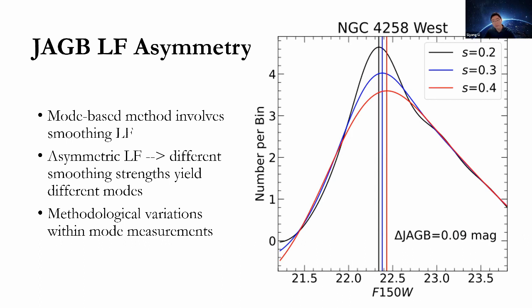And that's what we show here on the right, where we have an asymmetric luminosity function from NGC 4258. When we use different smoothing parameters and increase the level of smoothing, we see that that pushes the mode of the luminosity function towards the right. And so that's an additional consideration. When you look at the methodological variations, of course, when you have an asymmetric luminosity function, there's going to be a difference between your mode and your mean and your median. But even within the mode-based measurements, there can be this variation due to your choice of smoothing.